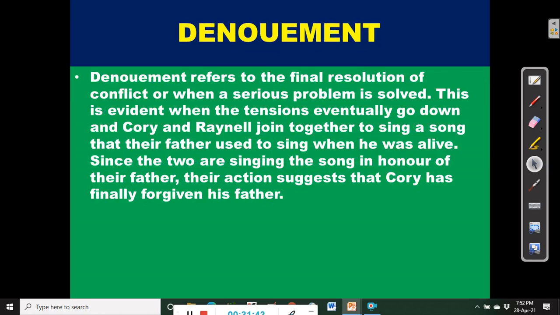Denouement refers to the final resolution of a conflict or when a serious problem is solved in a literary work. This is evident when the tensions eventually go down and Corey and Renel join together to sing a song that their father used to sing when he was alive. Since the two are singing the song in honor of their father, their actions suggest that Corey has finally forgiven his father. All right, so this is how it has been in today's video.